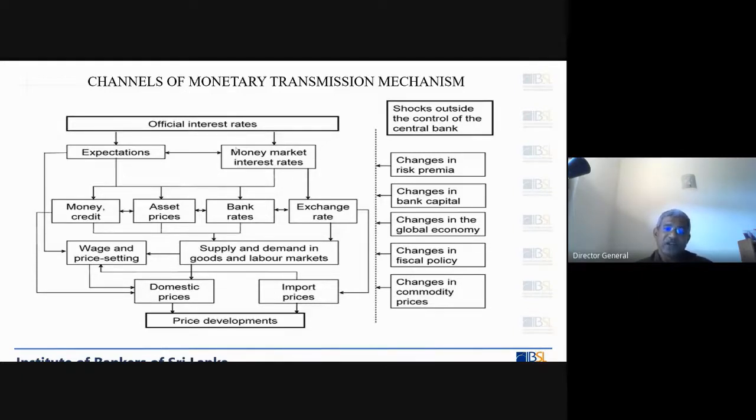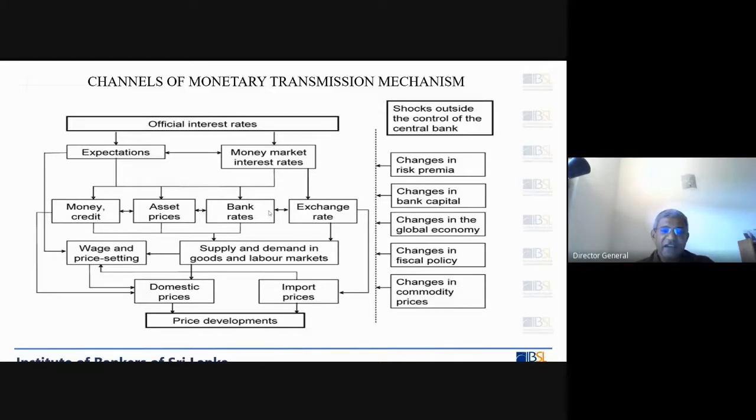SLIBOR, Sri Lanka Interbank Offer Rate. That is the short-term overnight call money market, because that is the most liquid market. That is the shortest market. Money market rates will go down. Bank rates also will adjust accordingly. And then the exchange rate.